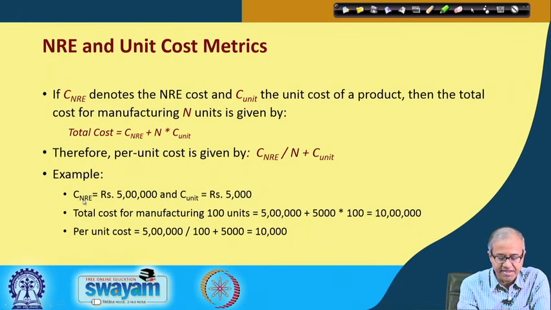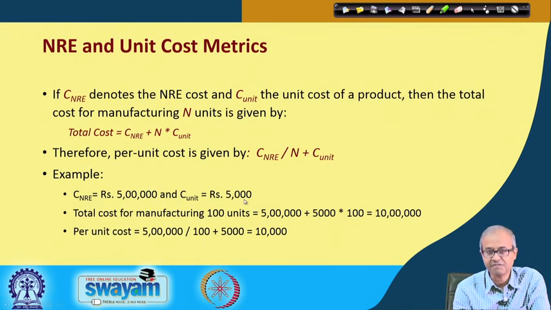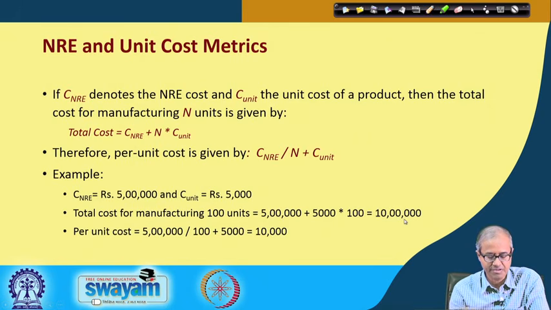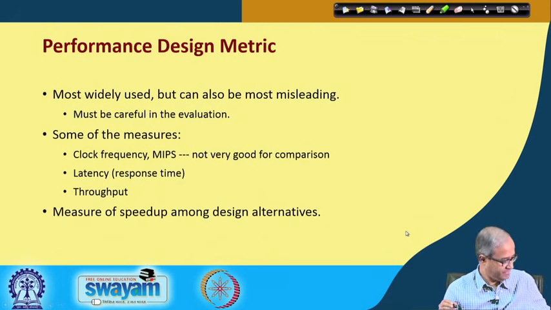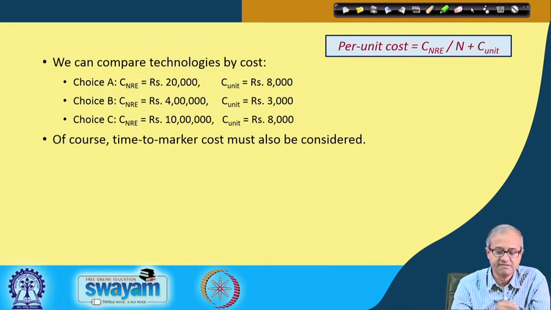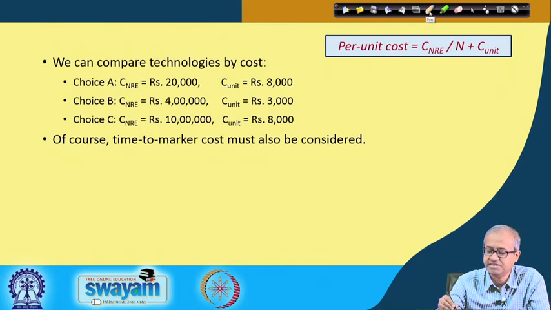So, as an example, if your non-recurring engineering cost is rupees 5 lakhs, let us say, and unit cost is 5,000, then for manufacturing 100 units, the total cost, if you calculate using this formula, becomes rupees 10 lakhs. So, per unit cost will be C NRE divided by n plus C unit, which is 10,000. Like this you can calculate, right. Just a very simple calculation I am illustrating.